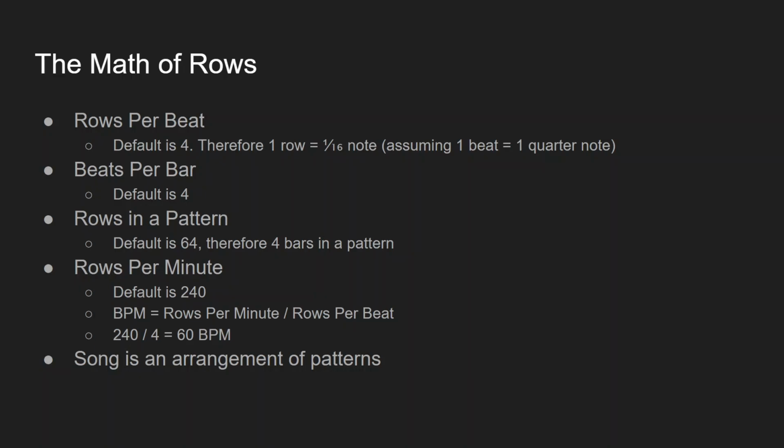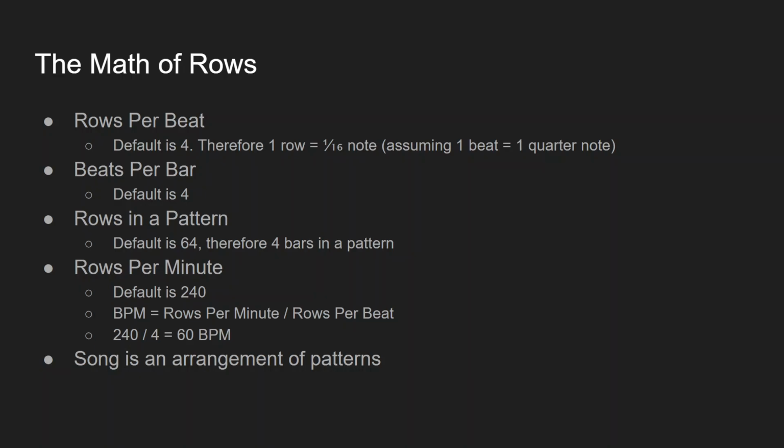So we've got a number of concepts that we need to define. First of all, the number of rows per beat, which by default is 4. So that means that one note is a 16th note if we assume that a quarter note is our beat. And then we have beats per bar, which by default is 4. And number of rows in a pattern, which by default is 64, which means that there's 4 bars in a pattern, because there's 4 rows in a beat, 4 beats in a bar, so that's 16 rows in a bar. 64 divided by 16 is 4.